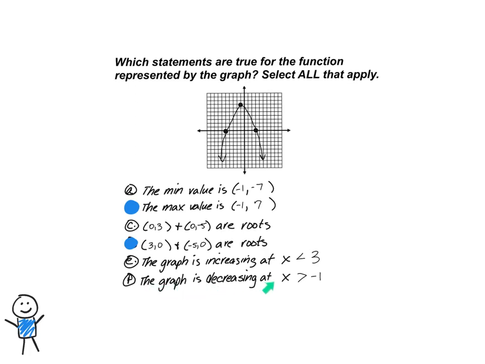The graph is decreasing when x is greater than -1. So when x is at -1, let's look up at the graph. Anything greater than -1, is it decreasing? I would say yes. So any x value that I look at greater than -1, meaning to the right of -1, my graph is consistently going down or decreasing. So I would say answer choice F is correct.